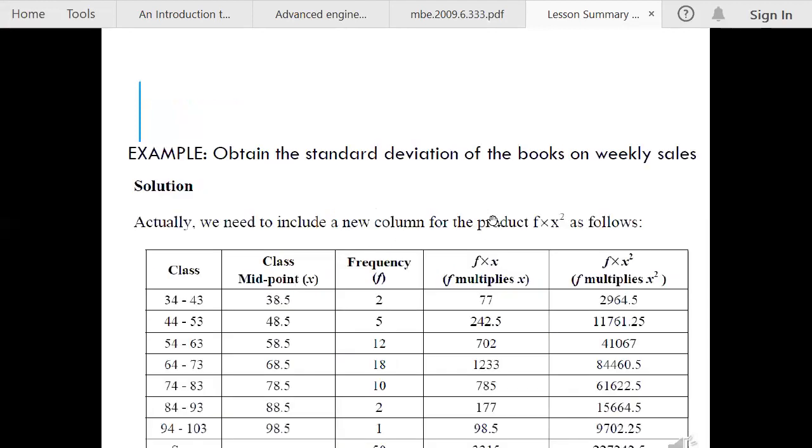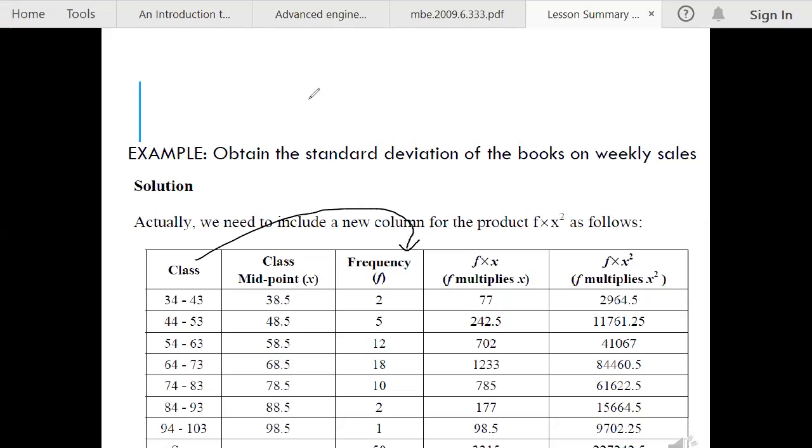So we have a previous example. Like I said, you will not be given the class midpoint. The table will only consist of the class and the frequency. So what you need to do is to find the midpoint as the first step in your computation. Once you're given the class interval, you find the midpoint by adding the two limits, which is 34 plus 43 divided by 2 to get a midpoint.